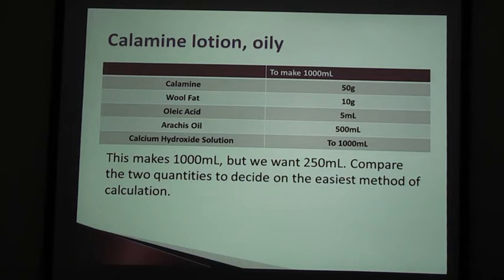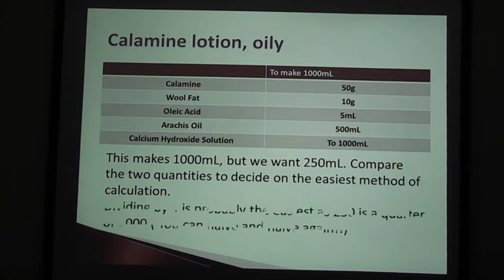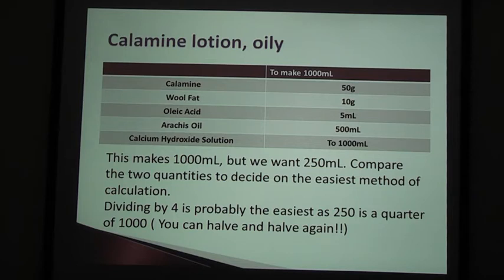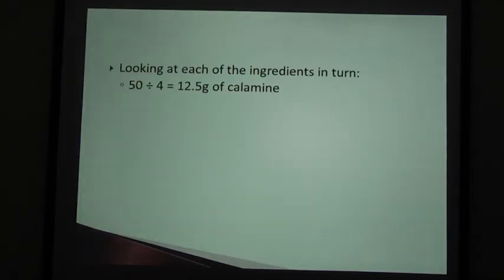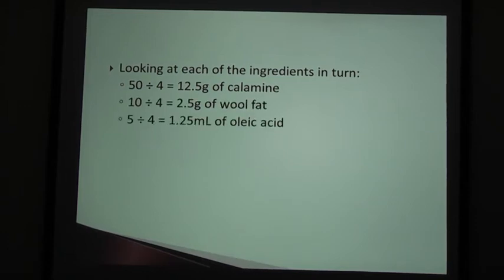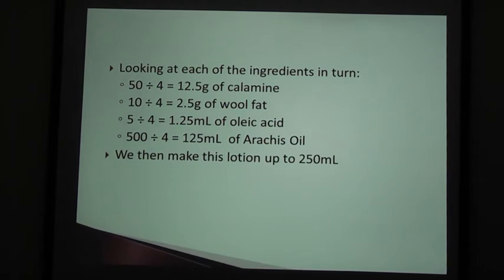Now I'm looking at it and I'm thinking, I know that there's a relationship between 250 and 1,000. So dividing by 4 is the quickest way to do it, because 250 is a quarter of 1,000. So all I need to do at this stage is divide everything by 4, and that will tell me how much I need of everything to make 250 milliliters. So if we work that out, 50 divided by 4, 10 divided by 4, 5 divided by 4, 500 divided by 4. And that will then give you 250 milliliters of lotion.